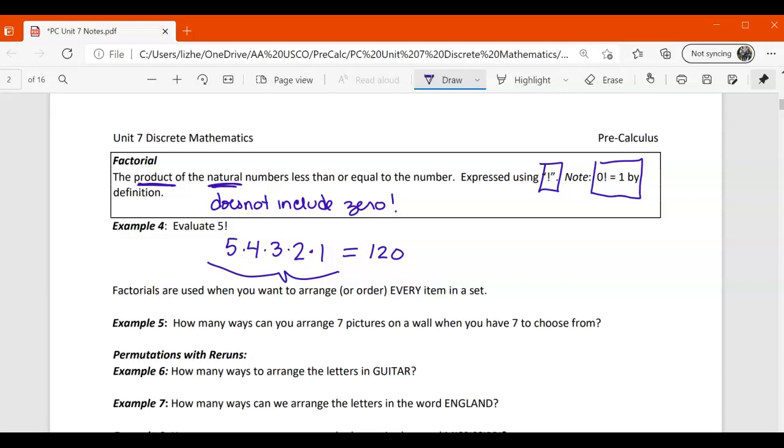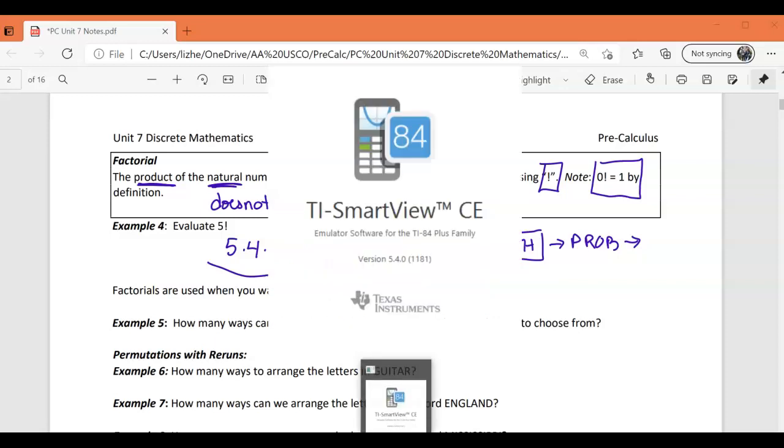Now a cool little thing here, if you go to your calculators and you find the math button, and let's see, you move to the right to the prob column, and then I think the factorial is like number 4. Let me pull it up real quick. I should have had that ready, but I don't. Come on, baby, open up.